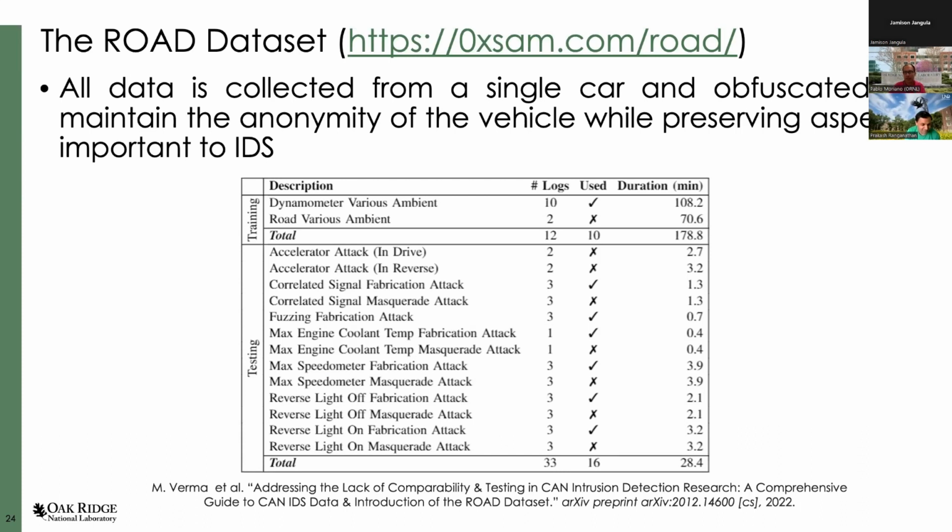But basically, we were able to collect almost 3 hours of data in benign conditions, in a dynamometer and also on the road. And for the attacks, we were able to collect different types, including attacks affecting the correlation between the speed of the wheels, the engine temperature of the vehicle, the speedometer, and the reverse lights. All of these comprise about 30 minutes of attack data. This has been widely used lately in the community for testing this kind of work.